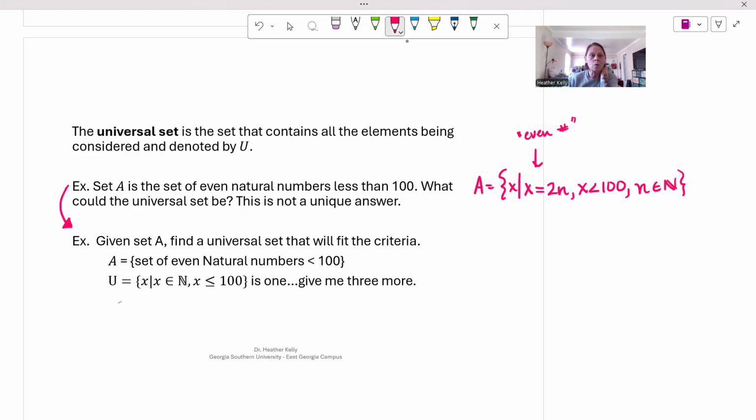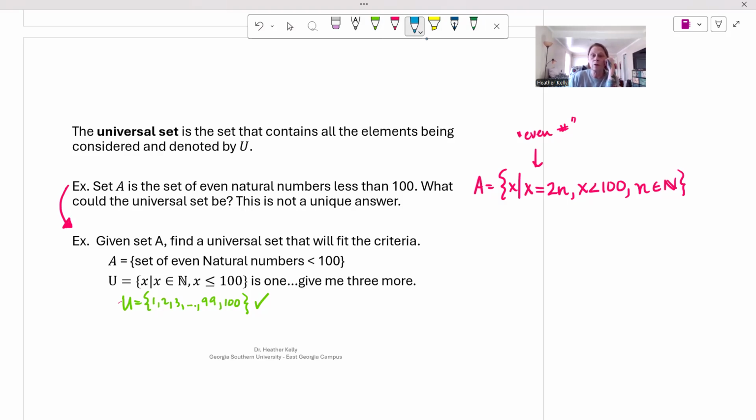So here's one of them that I wrote up. I was like, hey, X could be an element of the natural numbers where X is less than or equal to 100, right? And what would that set look like if we listed it out? It would be something like 1, 2, 3, dot, dot, dot, 99, and 100. Now, would all the even numbers less than 100 fit into this set? Absolutely. So there's one. Let's think of three more.